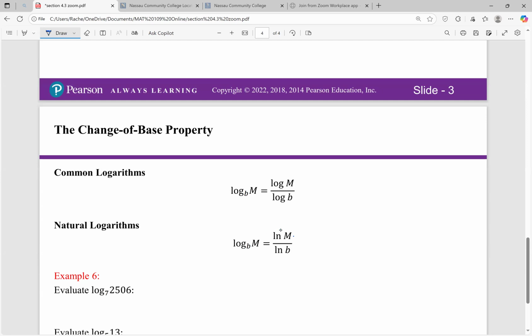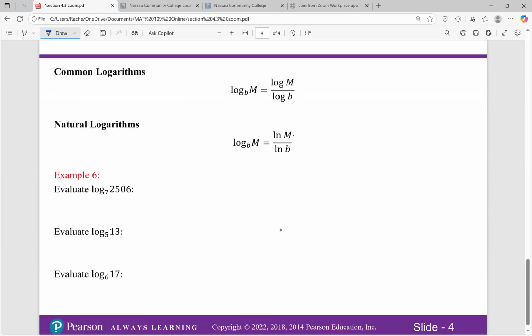So look, let's do an example. So here's example 6. Evaluate log base 7 of 2,506. Another way that I could evaluate this in the calculator, if I don't have the change of base function, is take the log of m, which in this case is 2506, and divide it by the log of the base, which is 7 in this case.